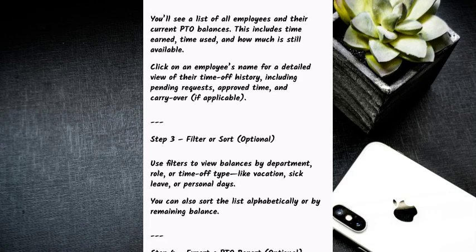Step 3, filter or sort. Now you can use filter to view balances by department, roles, or time off types like vacation, sick leave, or personal days. Now you can also sort the list alphabetically or by remaining balance.